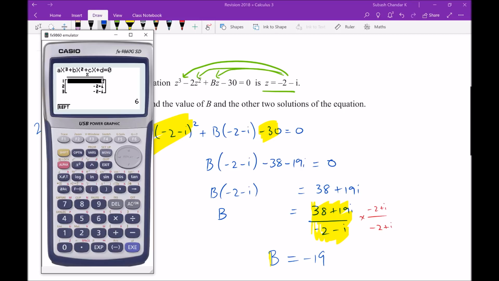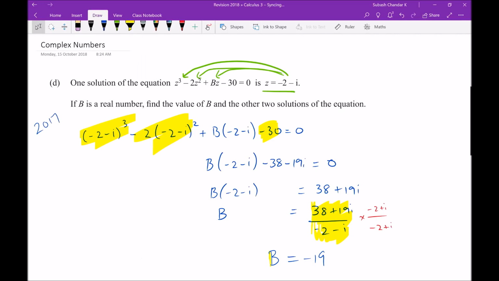Because if you put the wrong B value in there, say for example you didn't get negative 19, you got something like 6, that's what your solutions would be. And you can look at your question. In your question it says negative 2 minus i must be a solution. So if you don't get that as one of the solutions, then your actual B value is incorrect. So you go back and look at your working. Now in this case, I'm just going to show you guys this. So 6, negative 2 plus i, negative 2 minus i are those 3 answers.